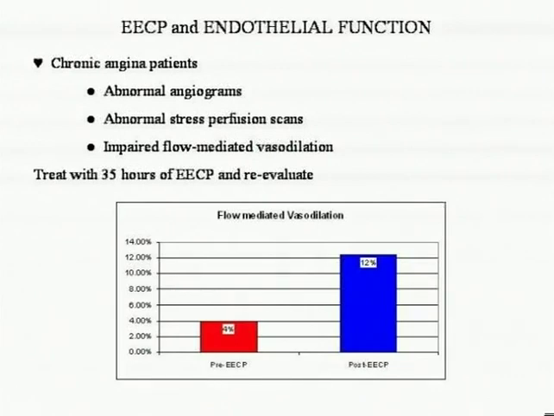Here we have some chronic angina patients, abnormal angiograms, abnormal nuclear studies, impaired flow-mediated vasodilatation. Normal is about 15%, they're 4%. You treat them with 35 hours of ECP, you repeat the study, they're nearly normal. They're now making nitric oxide, their endothelium has been at least temporarily healed.